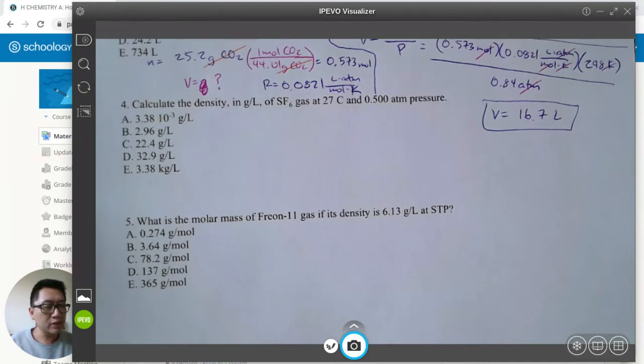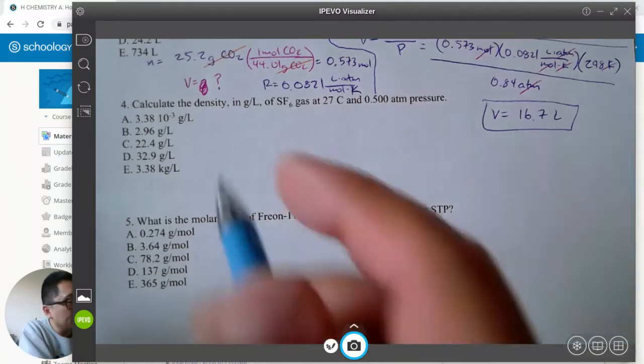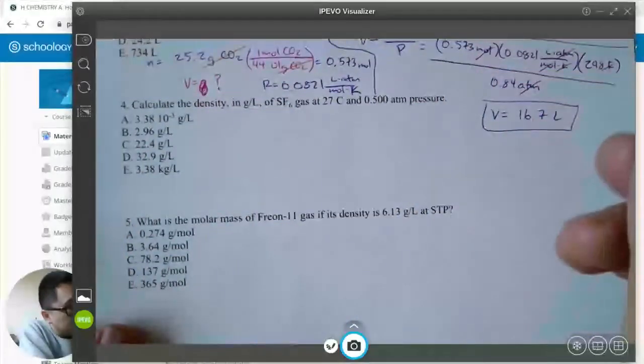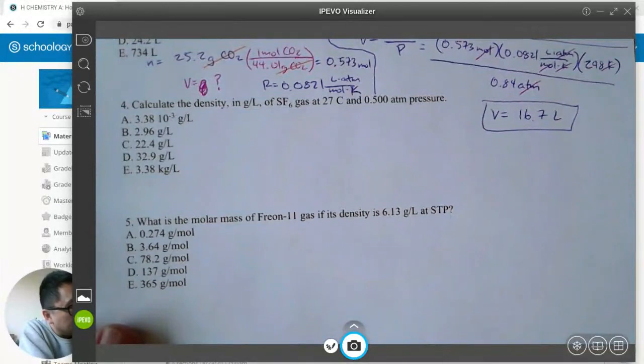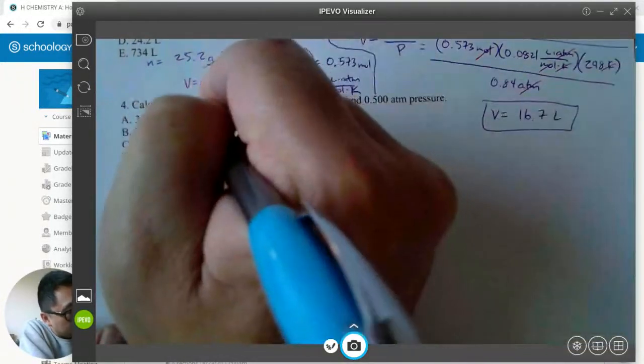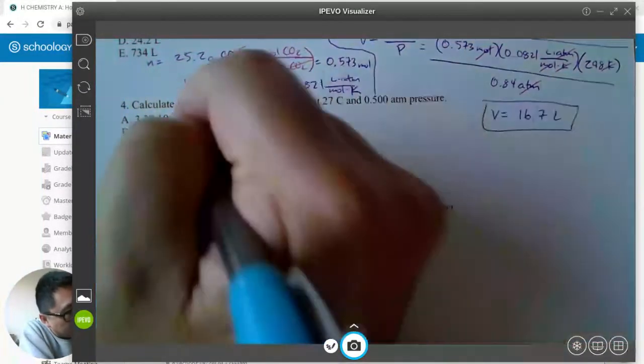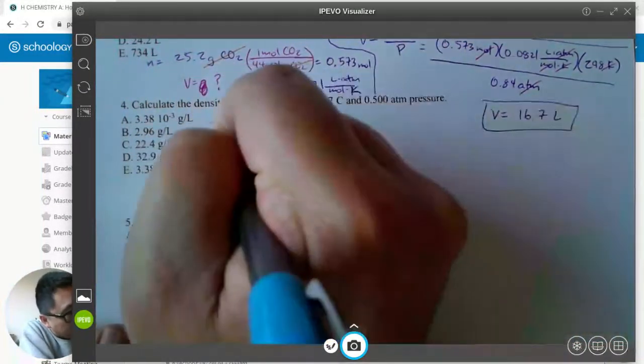Okay, so this goes back to the equation that you had to use. The only thing that has density in it, actually, maybe I should write this down. So I'm trying to find density. I know the gas, SF6. I know the temperature was 27 degrees Celsius. I know the pressure is 0.5 atmospheres.